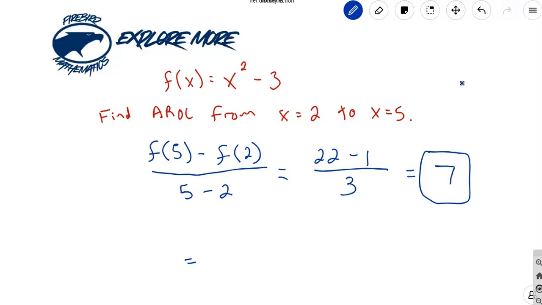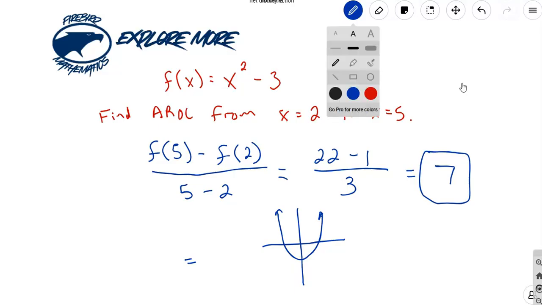If you think back to our conversation a second ago, what does that 7 represent? If we drew this function, x squared minus 3, and we had some sort of quadratic, it would tell us a couple things. The first thing it would tell us is, if we drew the secant line from x equals 2 to x equals 5, we would see that that secant line has a positive slope because we have a positive rate of change of 7.